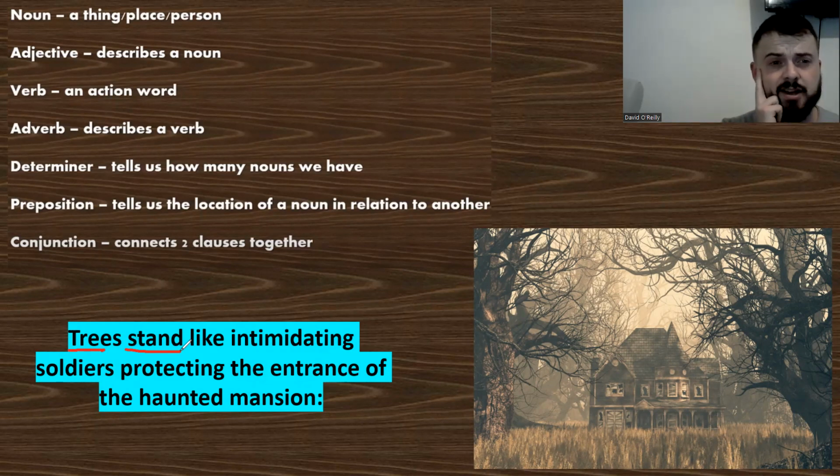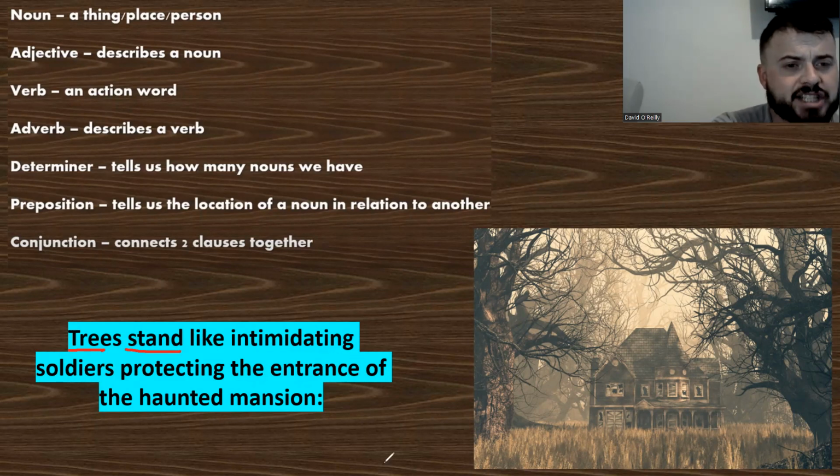Okay, I thought of trees, I thought of them standing there, and then I used those two words as inspiration to let the rest of the sentence flow. When I read back through my sentence, I want to ask myself, well, do I have enough word classes in there? Have I been creative enough?